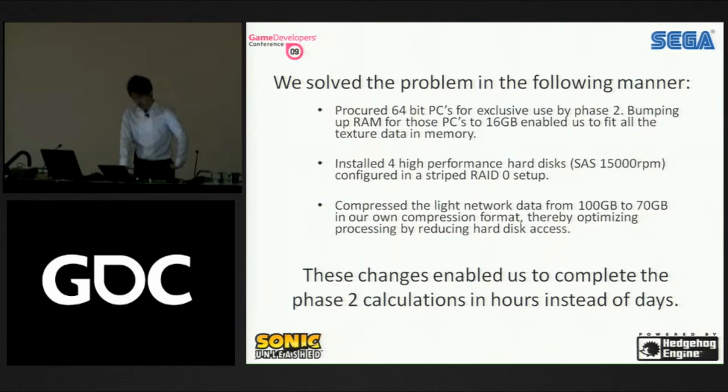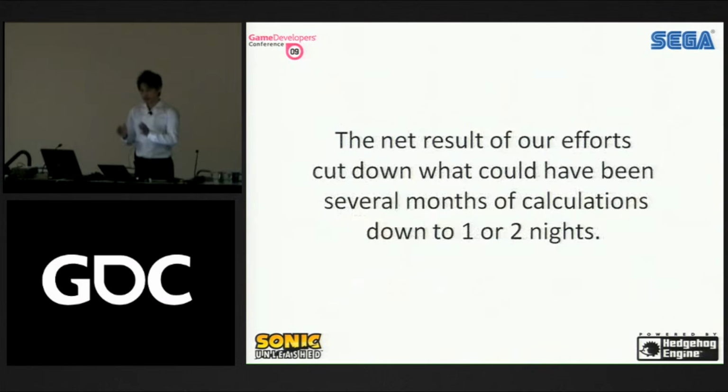It was a bottleneck. So we decided to use 64-bit PCs, and we increased the memory to 16 gigabytes. Also, we used a fast hard drive with a RAID 0 striping configuration, so we had much faster speed. Also, we compressed the light network data from 100 gigabytes to 70 gigabytes. By doing this, we reduced the access to the hard drive so that we could have faster speed and finish the calculation within hours. That was really good.